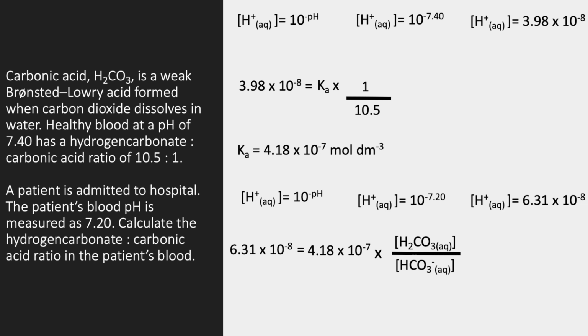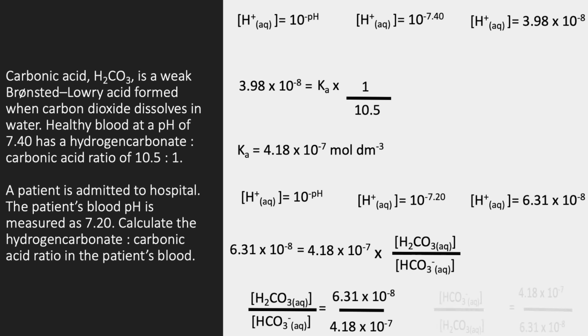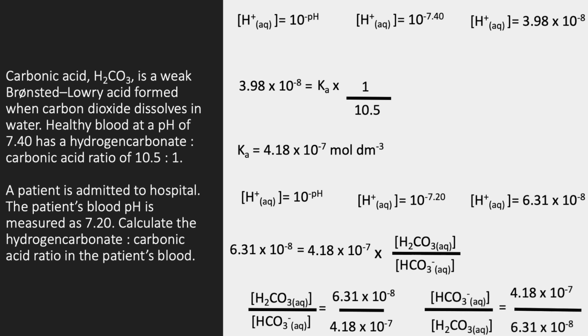And that gives us that ratio, and they wanted it the other way round. They wanted hydrogen carbonate over carbonic acid, so we swap that around, and if we do that, it gives us 6.6. So as a ratio, that's going to be 6.6 to 1.